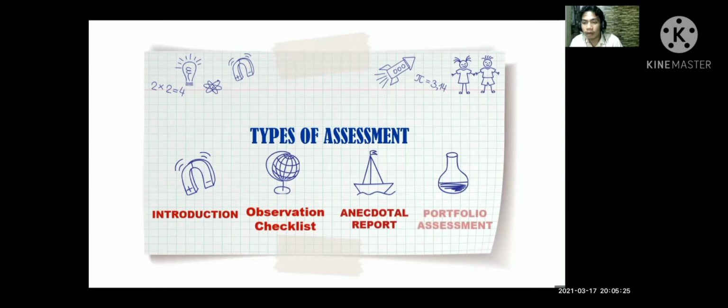So the content of our report is types of assessment. Firstly, observation checklist, which will be discussed by Miss Magayon. The next one is anecdotal report, which will be discussed by Miss Pasangkay. And lastly, the portfolio assessment, which will be discussed by me. So let's proceed to observation checklist.